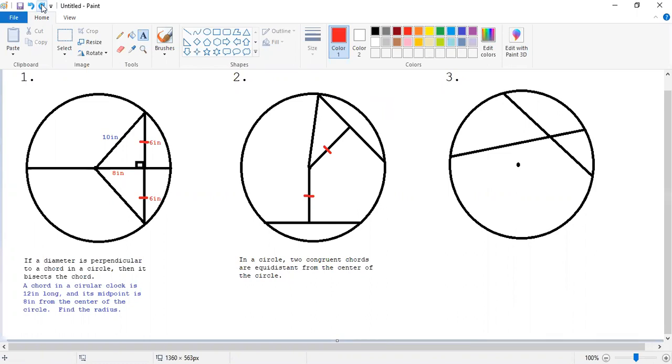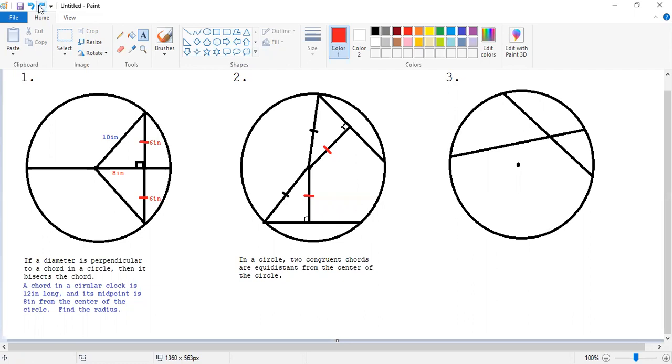So if we draw the radius, we can prove this. Let me show you how we can prove that these two distances would be congruent. So first off, we have two perpendicular intersections here, okay? And next, we are going to use this as a midpoint. Here, this is a midpoint of this chord, likewise over here.